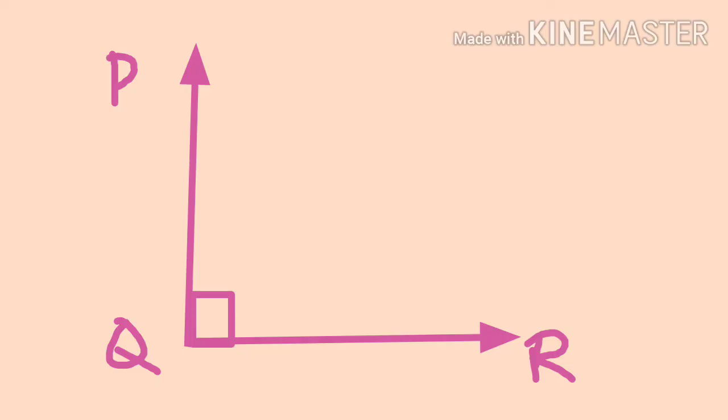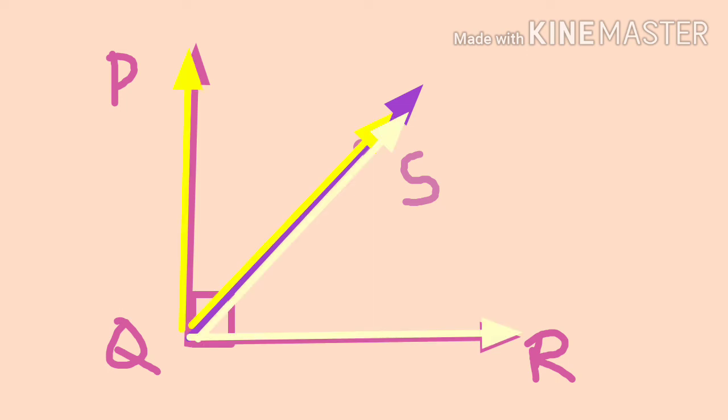Draw angle PQR, a right angle. Take any point S in its interior. Draw ray QS. Add the measures of these angles. If the sum of the measures of two angles is 90 degrees, the angles are said to be complementary angles. In the figure, angle PQS and angle SQR are complements of each other. That is, measure of angle PQS plus measure of angle SQR is 90 degrees.